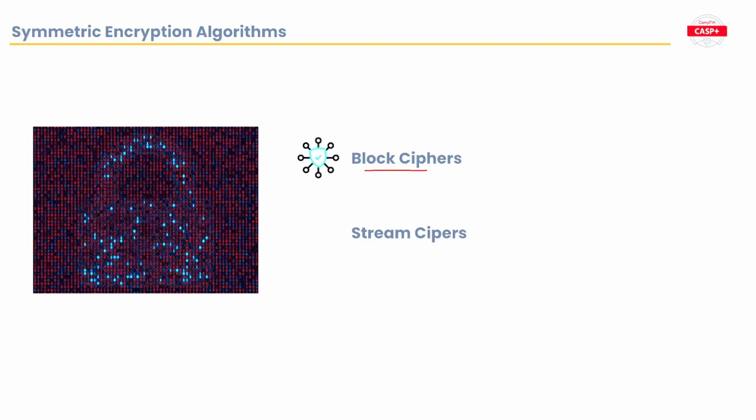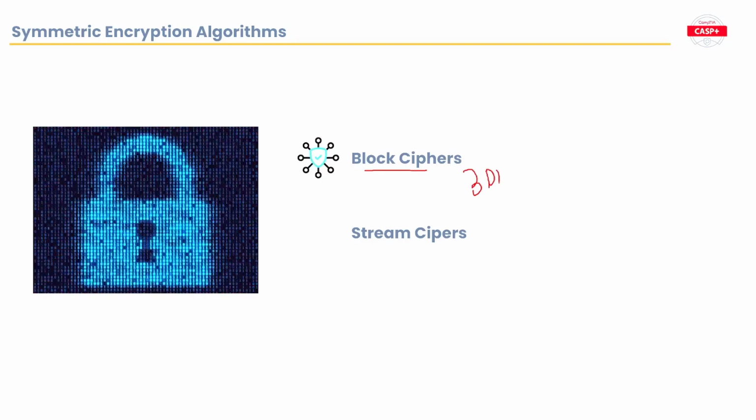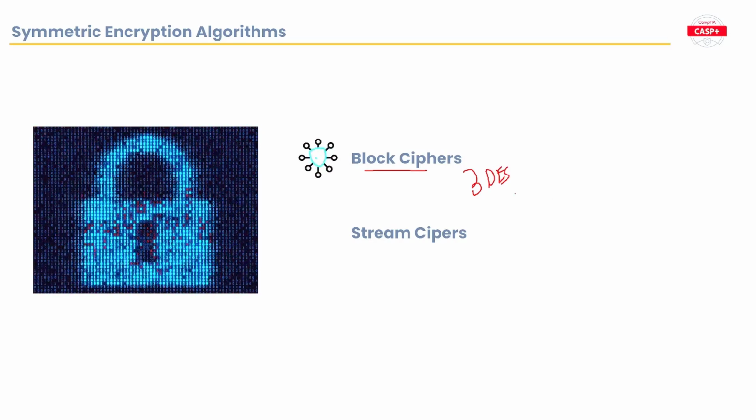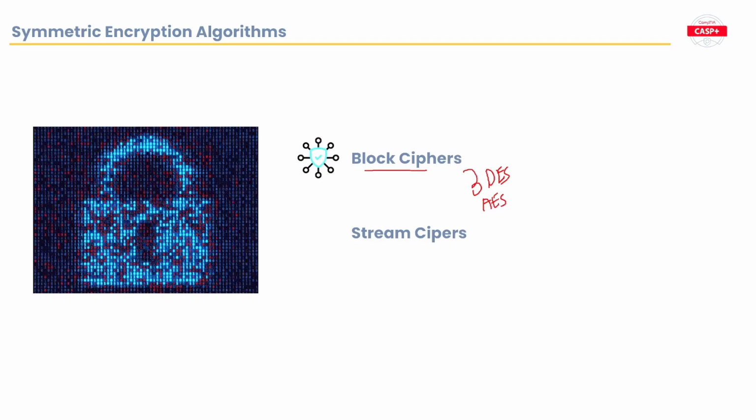So what are the types of block ciphers? We have 3DES. We also have AES.